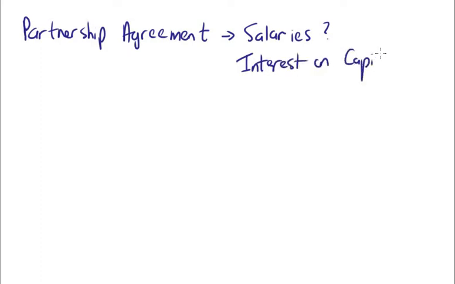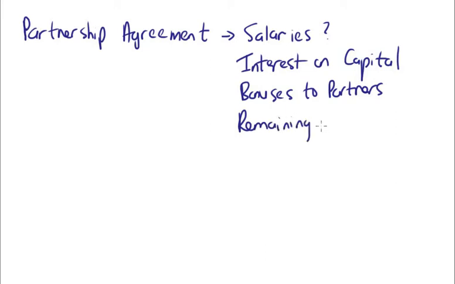Then we need to understand the concept of interest on capital. Just as with sole traders, partners each contribute capital. So interest on capital must be calculated, and normally the partners would come to an agreement as to how it must be calculated. Then oftentimes there are stipulations in terms of bonuses to partners. There might be a partner that gets a bonus. And lastly, what are you going to do with the remaining profits? The remaining profits need to be split in a specific way. So these are the four aspects that would come into the partnership agreement.